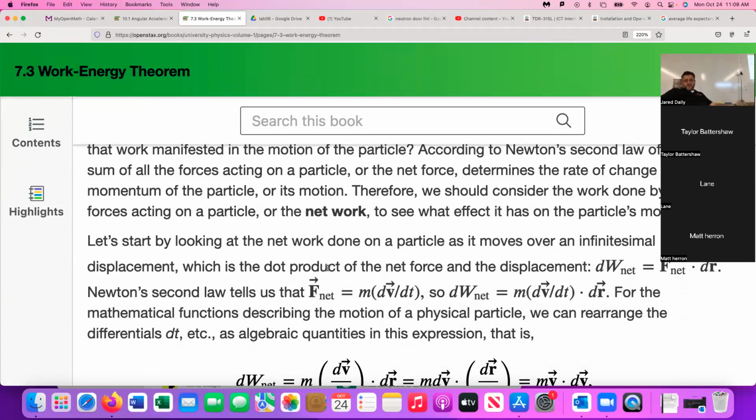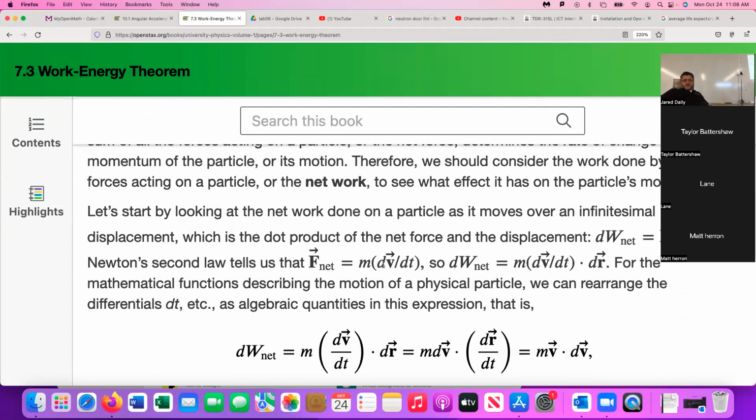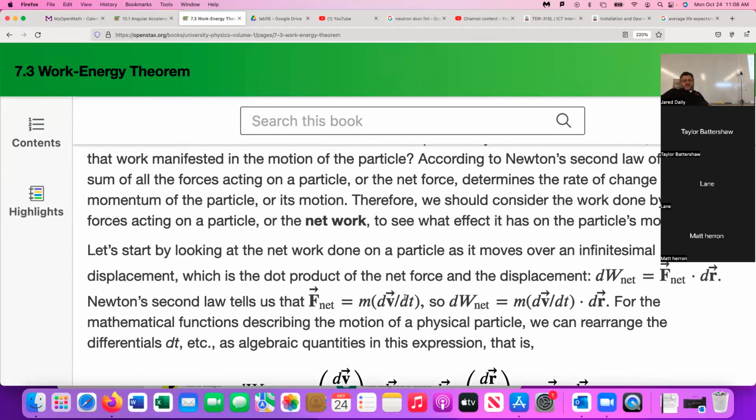So here we have the mathematics of work. We start with Newton's second law: the net force equals mass times acceleration, which is dv/dt. That's your acceleration. Then the derivative of the work is equal to the force dotted with the displacement. So the force is m dv/dt, dotted with the displacement vector. This dot product defines what each little piece of the work is.